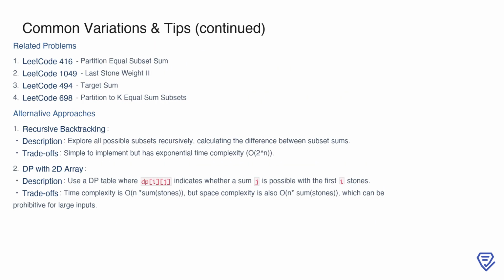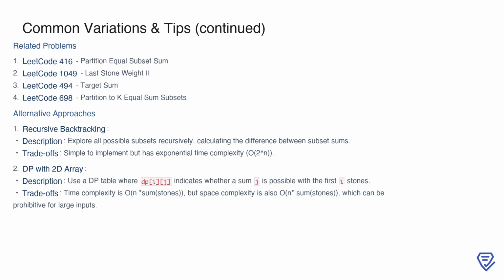Once you understand the nuances of this problem, exploring related problems can deepen your understanding. For example, LeetCode 416, Partition Equal Subset Sum, is highly relevant, as it shares a similar structure. Other related problems include LeetCode 494, Target Sum, and LeetCode 698, Partition to K Equal Sum Subsets. These provide opportunities to practice similar strategies in different contexts.